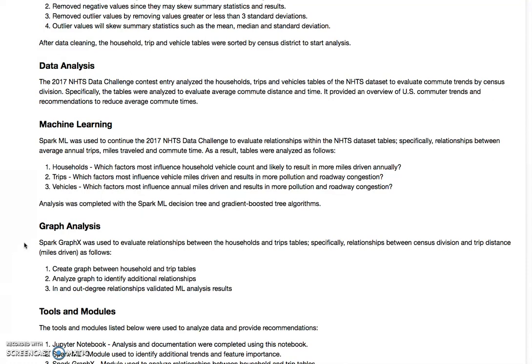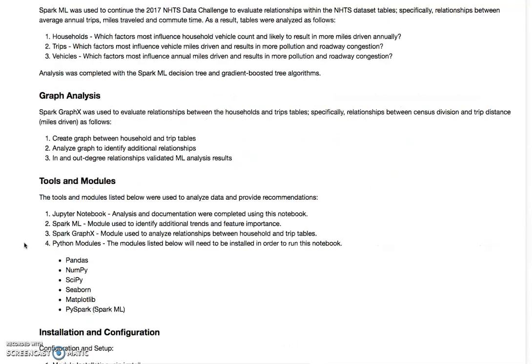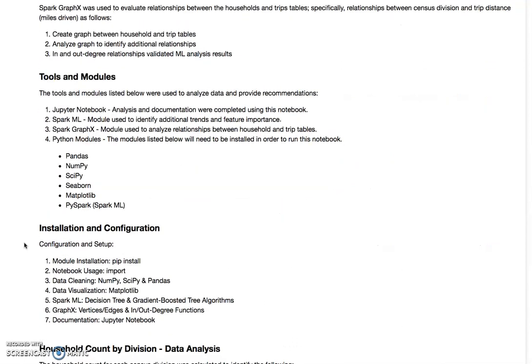Then a brief overview of the data analysis, which was done with machine learning and graph analysis. SparkML was used for the machine learning, and we'll get into that in a bit. The graph analysis was done with Spark GraphX, to create the graph and analyze the relationships. Tools and modules are all listed here.